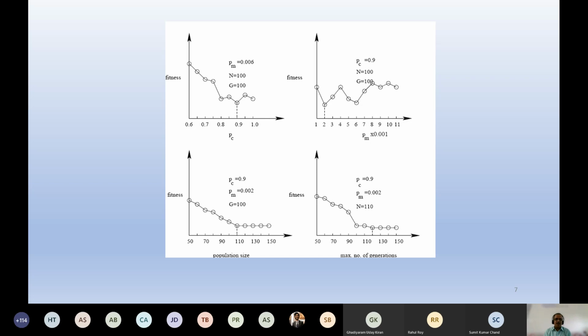So I hope you have understood how to run GA using the set of optimal GA parameters, and how to determine the set of optimal GA parameters. Now, let me stop here today.